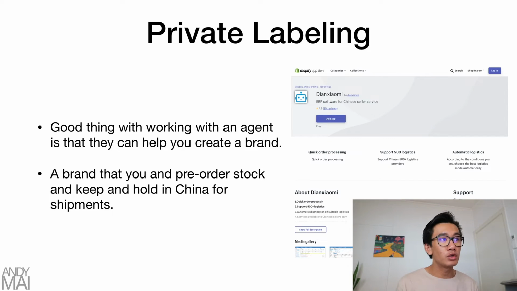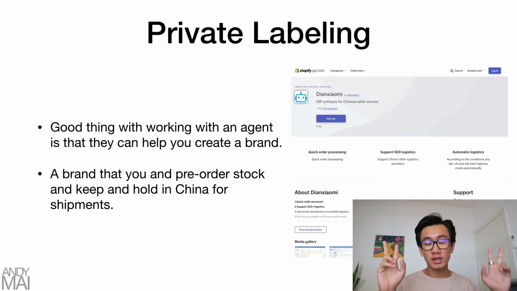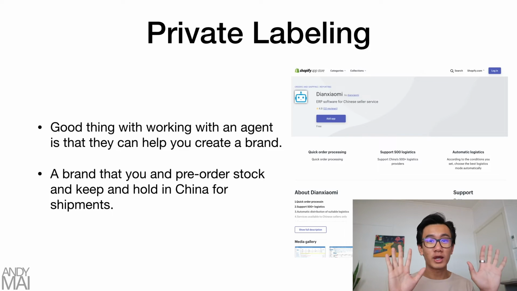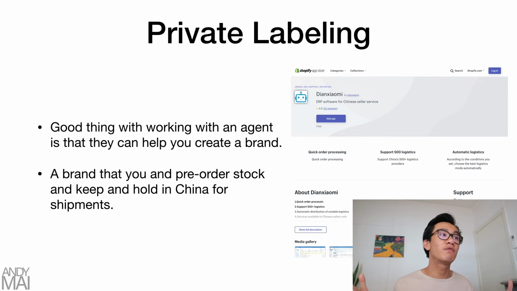And as a brand, you might have to pre-order stock. There's a thing called minimum order quantity, where you have to order at least say 500 units, because it's not worth the factory's time to create a mold with your logo and only create 10 units. Like you have to pre-order like 500 units. And what you can do is you can actually hold all that stock in China with the agent for them to ship it from China.